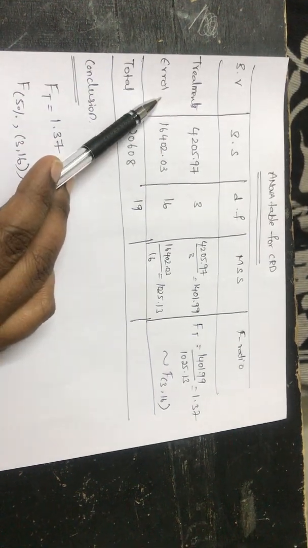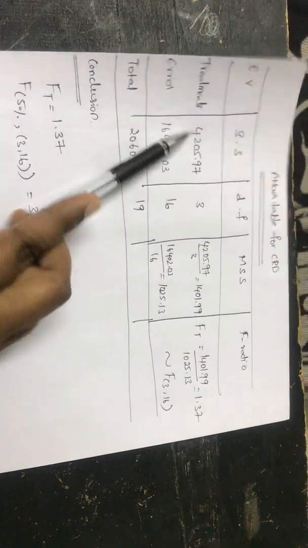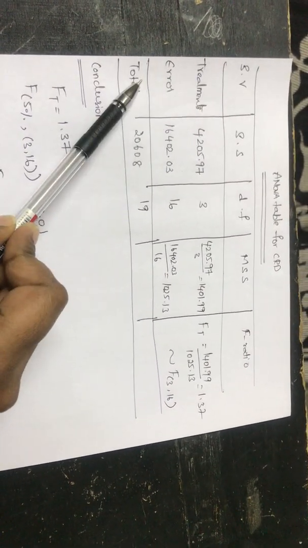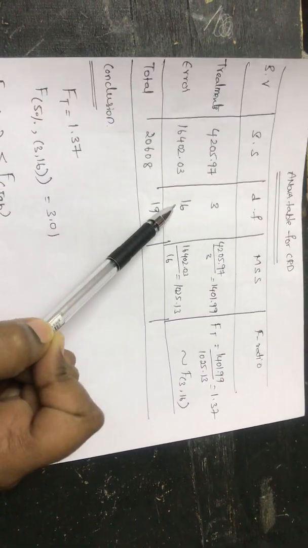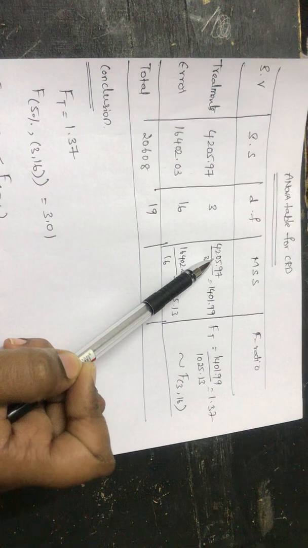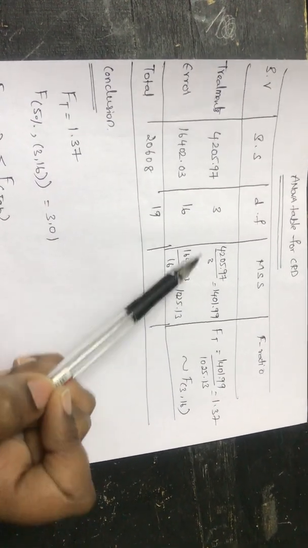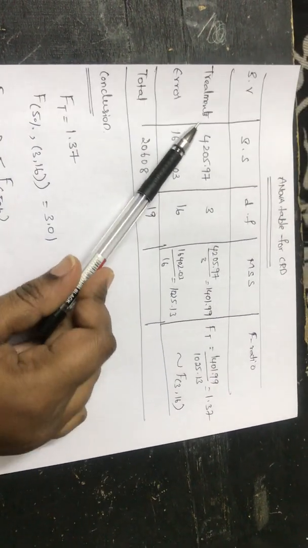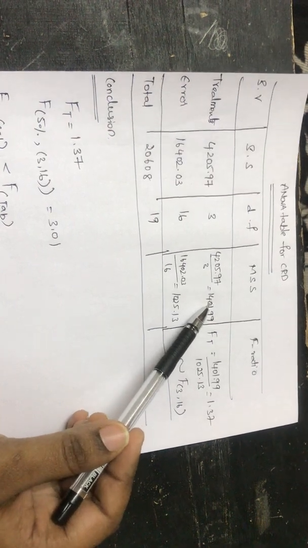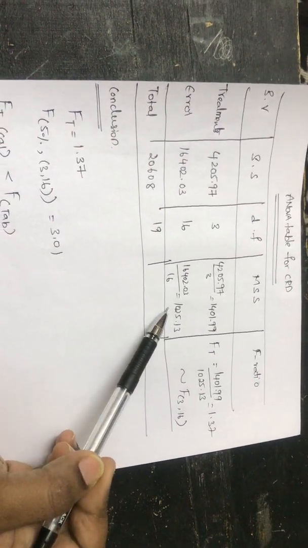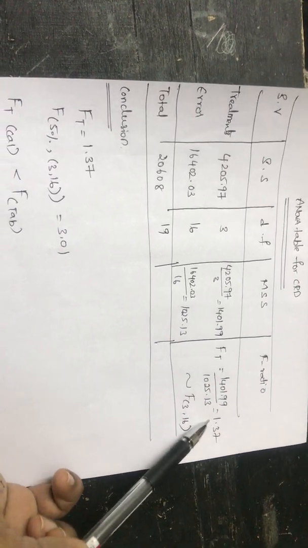Here are the sources of variation, sum of squares, degrees of freedom, mean sum of squares, and F ratio. In the sources of variation we have treatments and error. These are the values we just calculated using the formulas, along with the degrees of freedom. The mean sum of squares is calculated by dividing the sum of squares by the respective degrees of freedom. For error it is similar. Only treatments have an F value, so we calculate FT. FT is the mean sum of squares of treatments divided by the mean sum of squares of error. This value is 1.37, known as the calculated value.